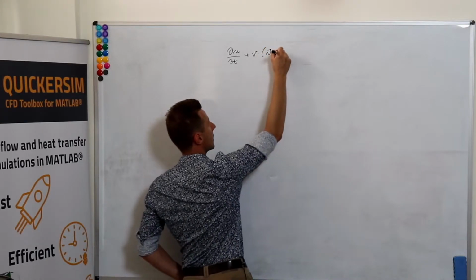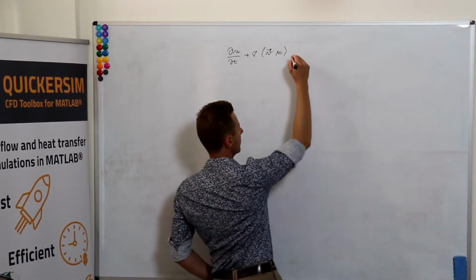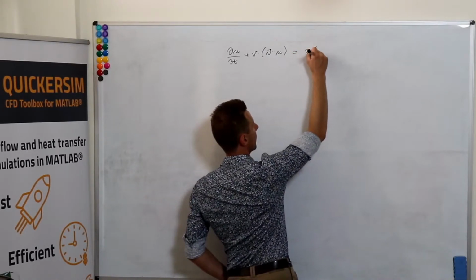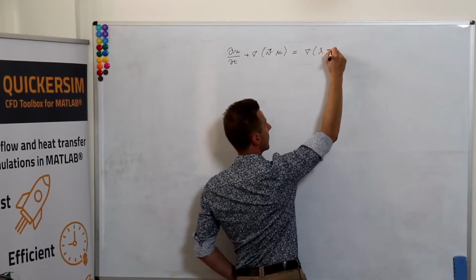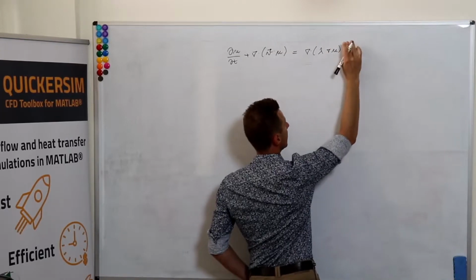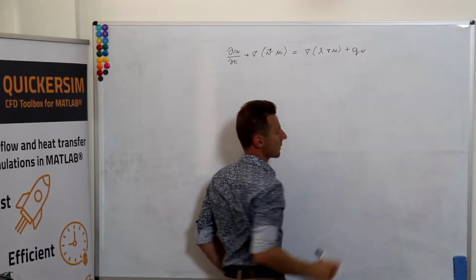convection velocity times the advected quantity u equals divergence of the diffusivity times the gradient of u plus some volumetric source term.